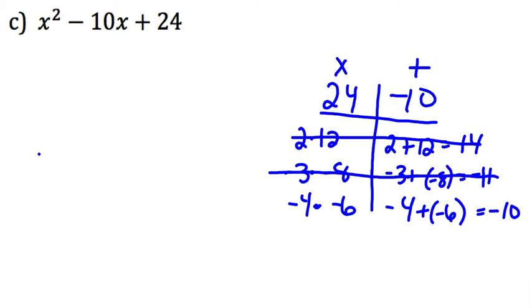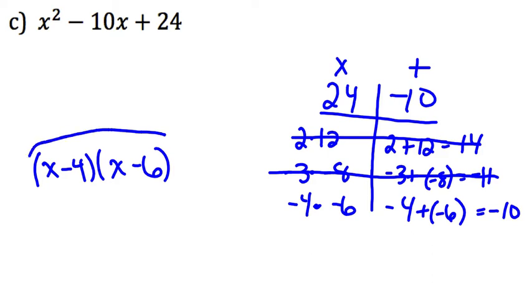So in our answer, we have x. They both start with an x. One of them needs to be a negative 4, so now we're going to do minus 4, and the other one's a negative 6, so minus 6. So there's your final answer. And again, you could have those switched. You could have x minus 6 first and x minus 4 second. That's okay.